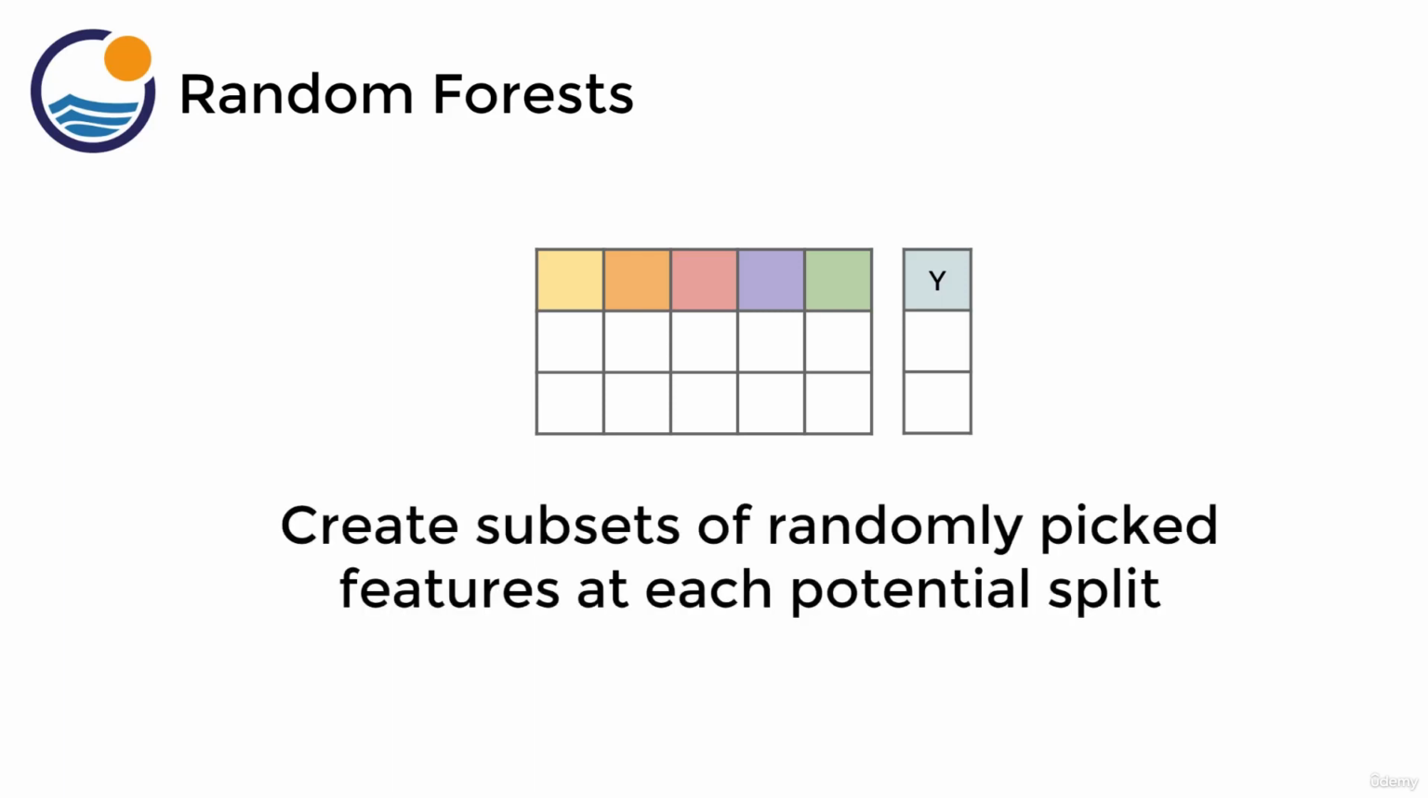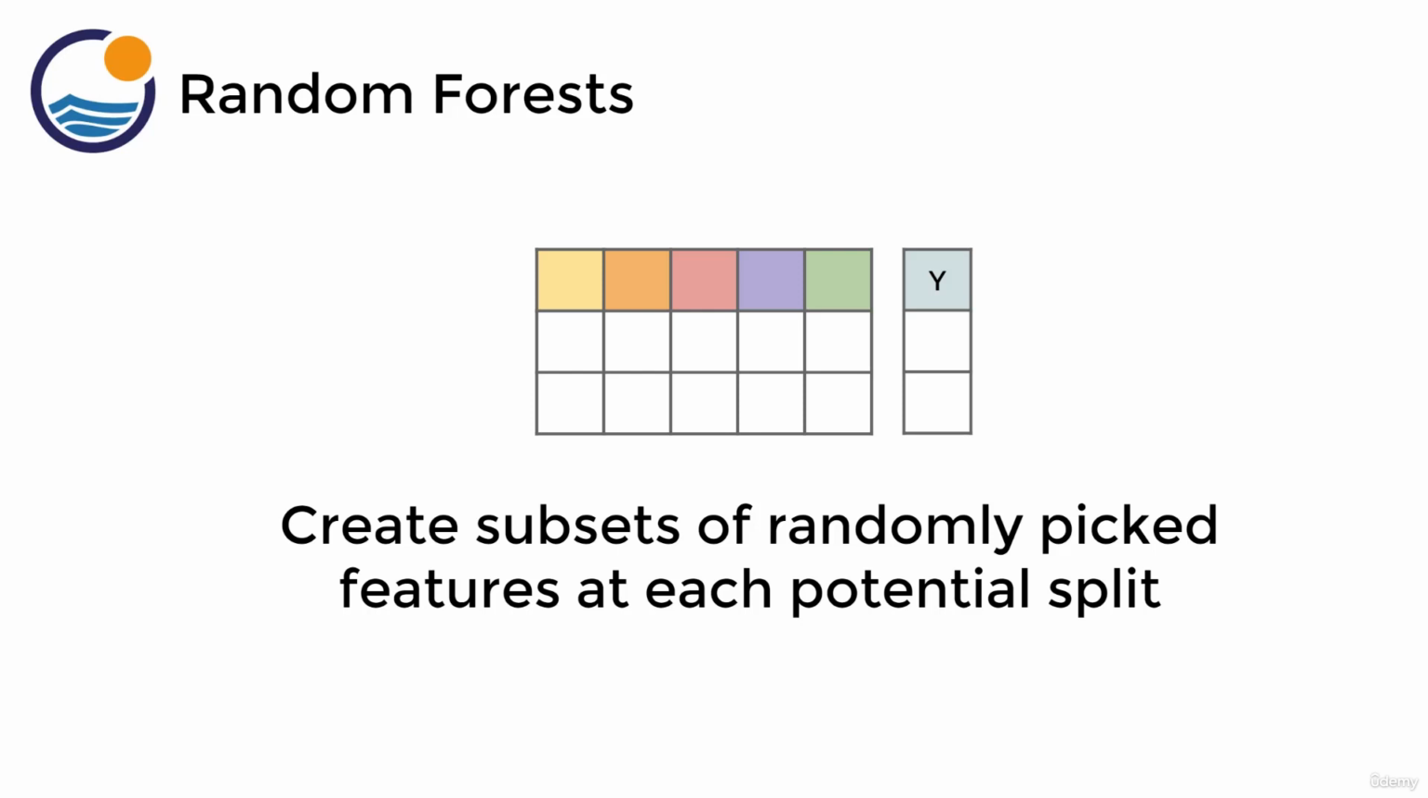And here is the key idea behind random forests, and that is, we are going to create subsets of randomly picked features at each potential split. Keep in mind, later on we're going to incorporate other ideas, such as bootstrapping and out-of-bag error into the modern random forest model, but for right now, this is the key idea.